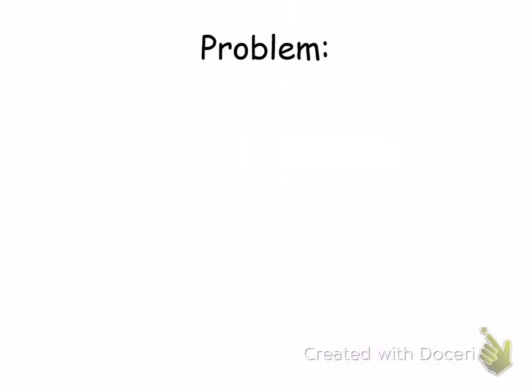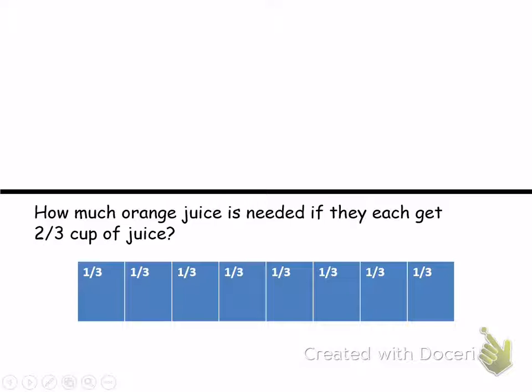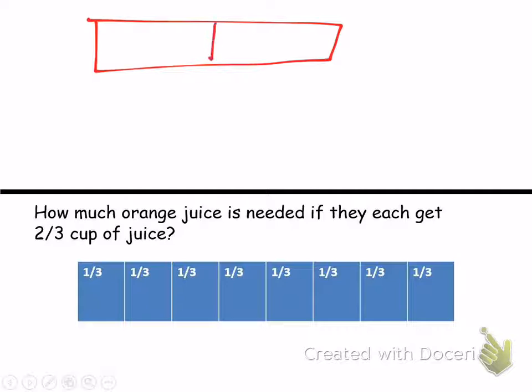All right, today's problem is: how much orange juice is needed for a group of 4 people if each person gets 1/3 cup of juice? Today we're practicing using models for this. So I am going to focus on having a group of 4 people. I'm going to draw my first model. I want to just draw a bar, and I want to divide it into 4 different parts. My 4 parts is going to help me in just a little bit.